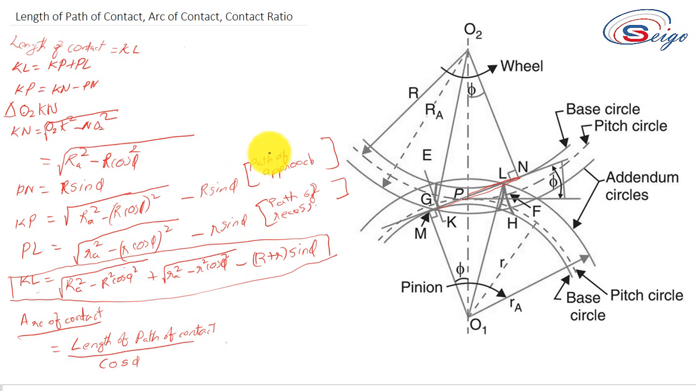The final thing is the contact ratio. The contact ratio is given by the arc of contact divided by the circular pitch. The value of circular pitch Pc is equal to pi m.